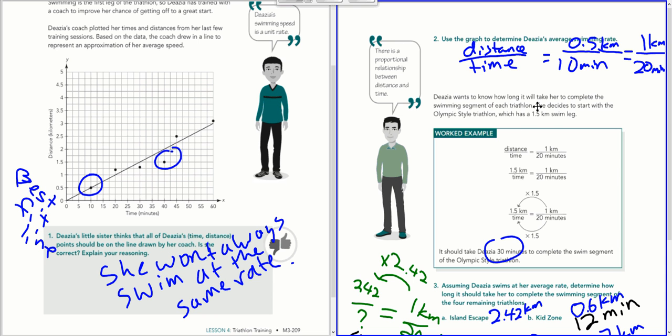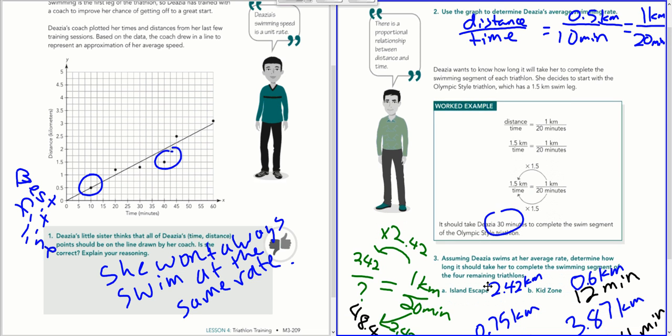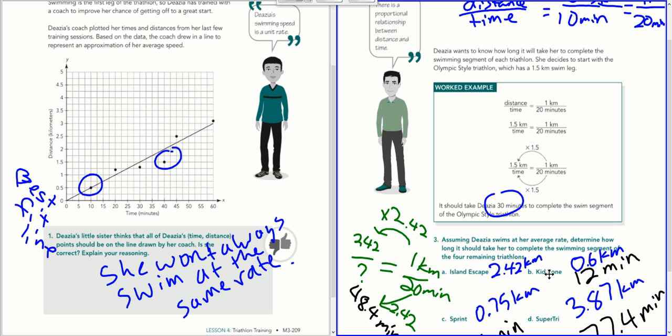If she's swimming 1.5 kilometers, how long will it take her to go that far? Well, it's a little bit like our scaling up unit. If I multiply 1 by 1.5, I need to multiply the bottom by 1.5 to get my answer. So 20 times 1.5 is going to be 30. We can do the same thing down here. I had to give students these answers; they were earlier in the chapter, but we didn't spend the time to work on that table. So 2.42 kilometers: how many minutes will it take to swim that far?